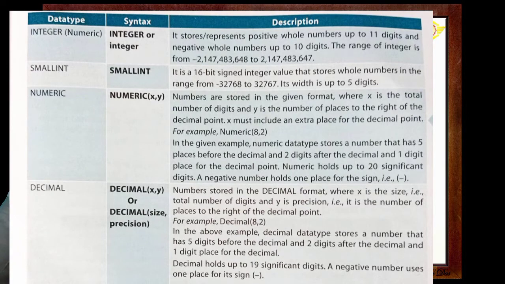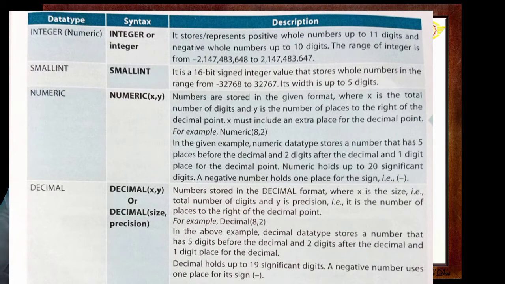That is called integers. It stores the positive whole numbers up to 11 digits and negative whole numbers up to 10 digits. The range of the integer, if we take it, is minus 2147483648 to 2147483647, negative to positive.